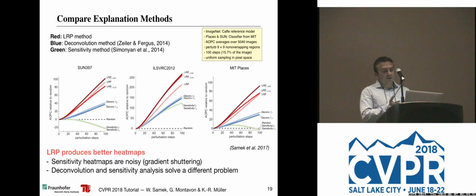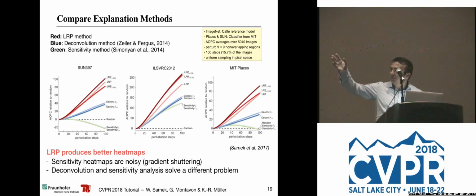And this is in line with what Grégoire and Klaus presented before, because sensitivity heat maps are noisy because of this gradient shattering. So they are not as selective as LRP, and also the deconvolution asks a different question, so it solves a different problem. So this is consistent with the analysis which you saw before.